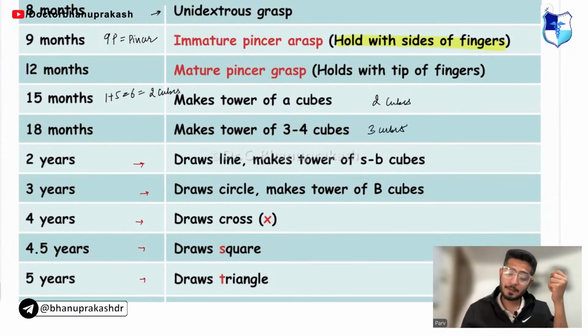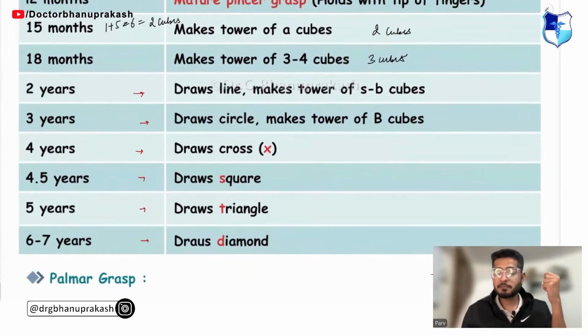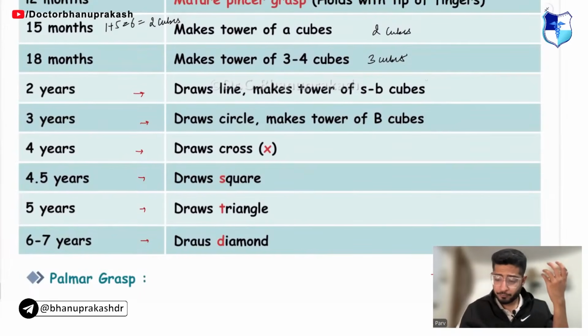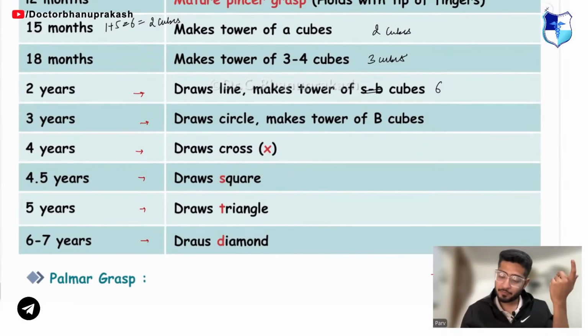Then 2 years, draws a line, makes a tower of how much? So 2 years, that's actually 6 cubes. And then at 3 years, I have told you that the child is going to make a tower of 9 cubes, and draws a circle. So remember this, draws a circle.